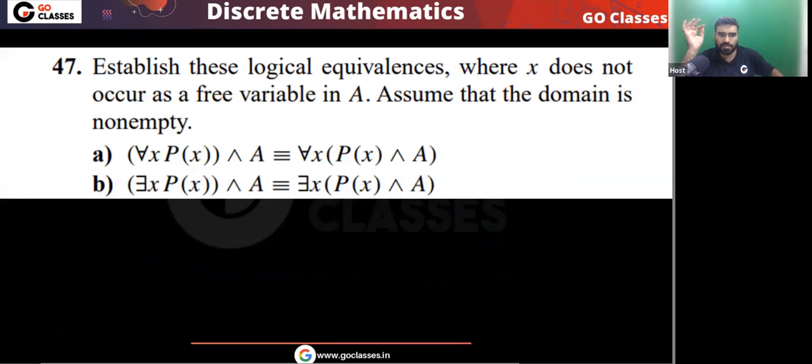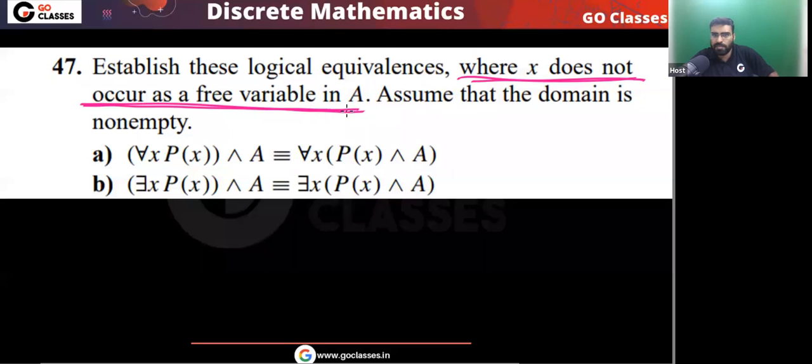So let's see this question. In this question also you can notice this statement is given. Read this statement. What does this statement tell you? This statement tells you that this is null quantification, right?